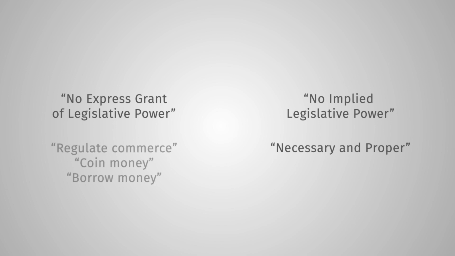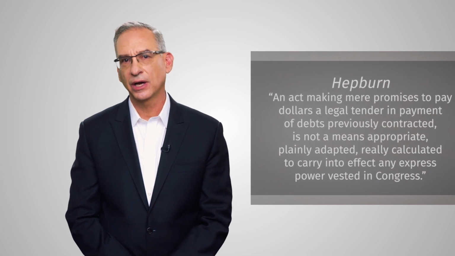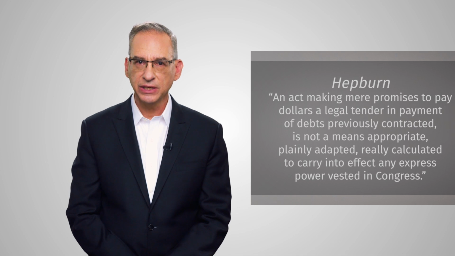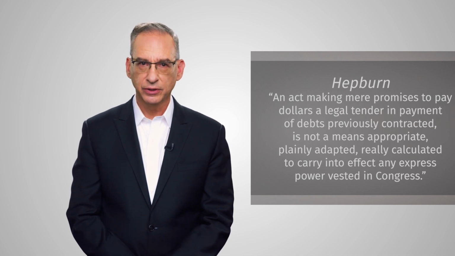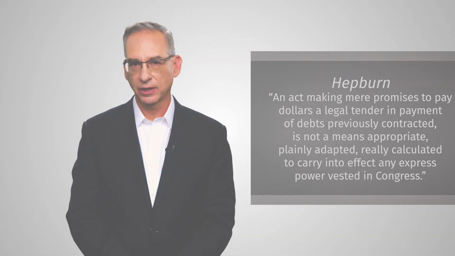Neither, Chase held, does the Constitution give Congress any implied powers under the Necessary and Proper Clause to make paper currency a legal tender. Chief Justice Chase reasoned that the power to require people to accept paper money is not incidental to the power to regulate commerce or to coin money or to borrow money. He concluded that, quote, an act making mere promises to pay dollars a legal tender in payment of debts previously contracted is not a means appropriate, plainly adapted, really calculated to carry into effect any express power vested in Congress.